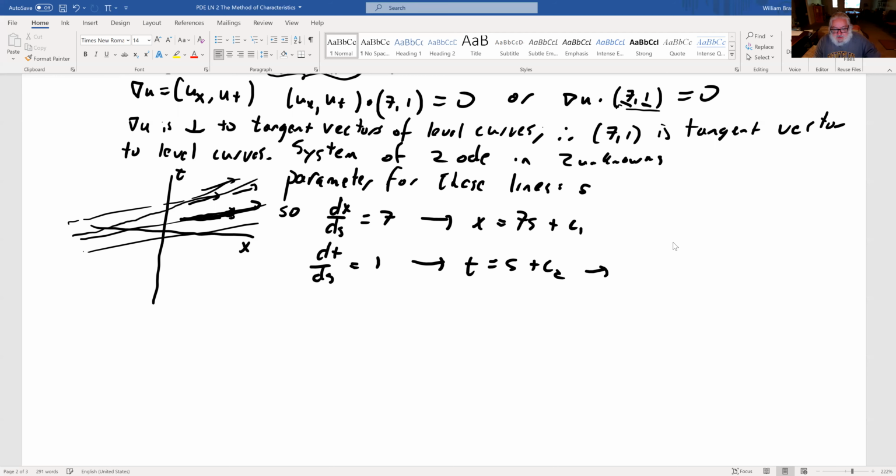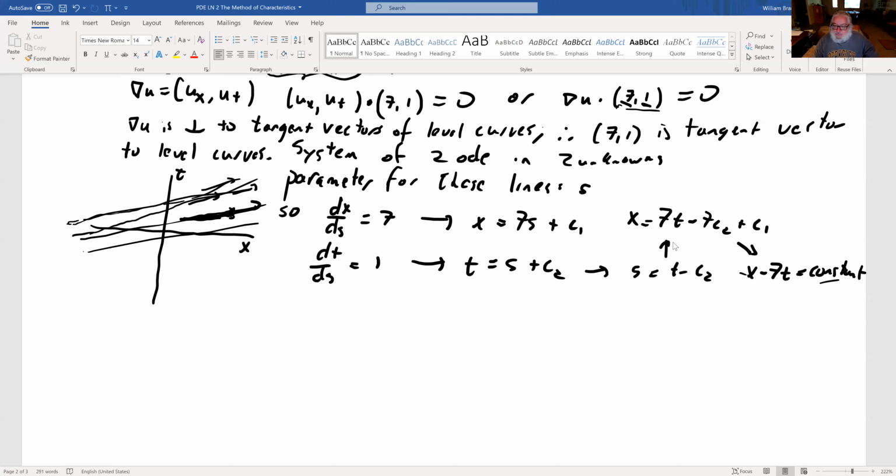So this tells me that s is t minus a constant. Plug that back in: x equals 7t minus 7c2 plus c1, or at the end of the road, x minus 7t equals a constant. Which isn't surprising. We expected these solutions to be lines. We got lines equal to a constant. So that works out just fine.